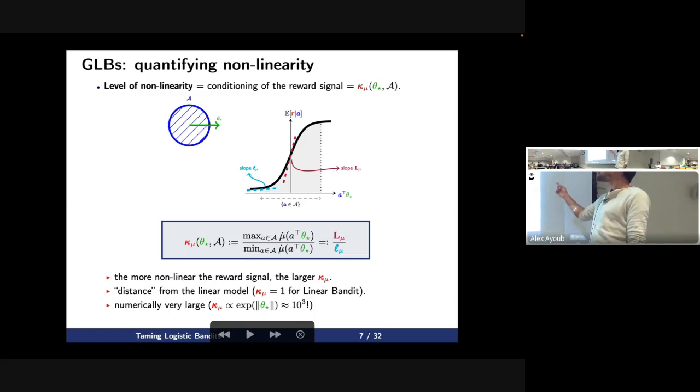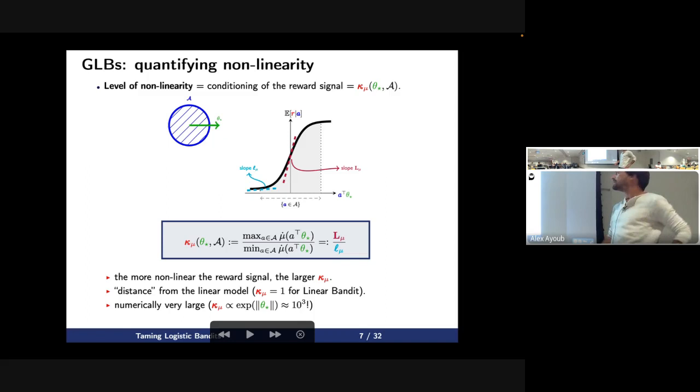I think it's 1.4, something like that. And the smallest slope is on the left and right. But the decision set can be asymmetric. Here it's a symmetric example, but you can have a more complicated action set. So this gives us a quantity kappa, and kappa measures somehow the degree of nonlinearity of your instance. Okay, if you only play in the linear region of the sigmoid, kappa will be very close to one. That will look like linear bandits. As soon as we start playing in the tails, kappa will grow large, and we do have nonlinearity.